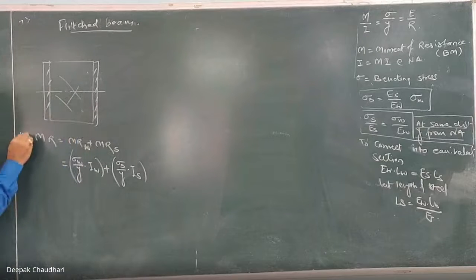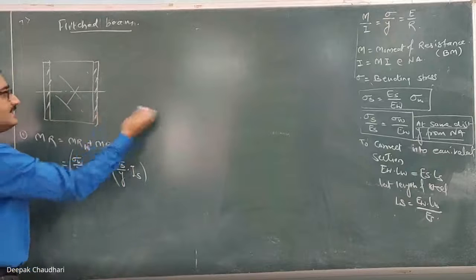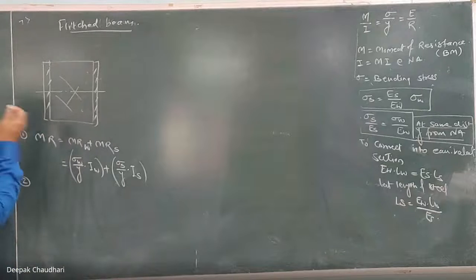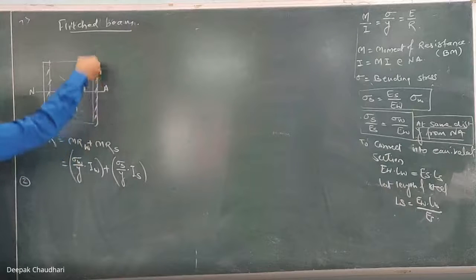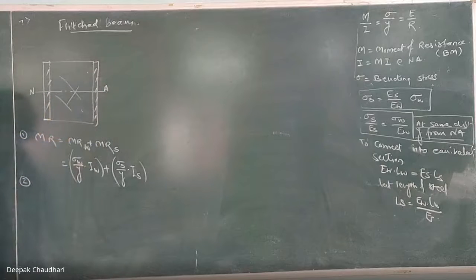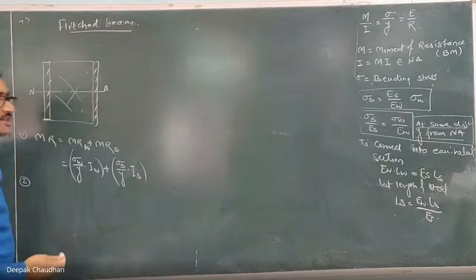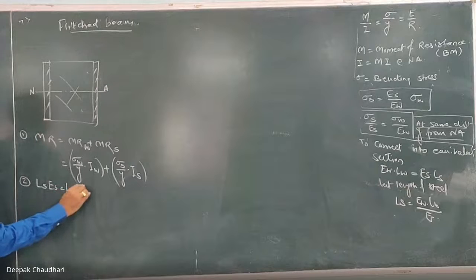The second method is that you can convert this flitched beam or composite section into an equivalent section of either steel or wood. In the equivalent steel or wood section, only the dimensions which are parallel to the neutral axis change; the dimensions which are perpendicular to the neutral axis will not change. Then, what will be the relation between the composite section and the equivalent section? For that, I told you, suppose it is Ls into Es is equal to Lw into Ew.